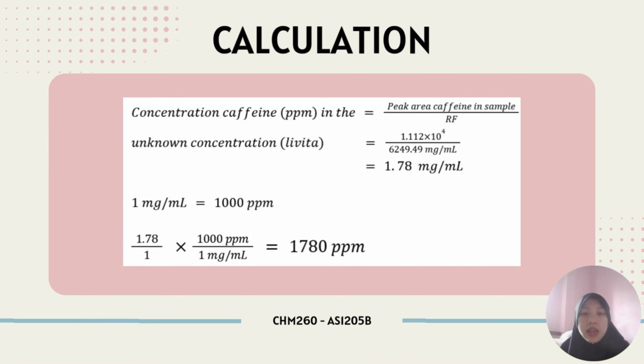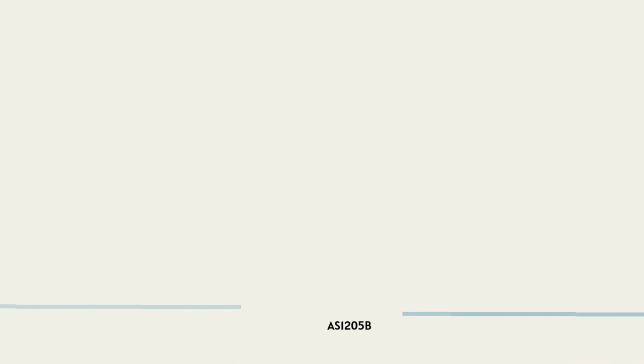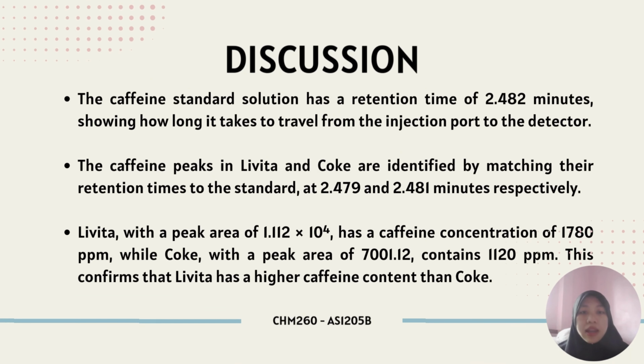The same method was applied to determine the caffeine concentration in the other unknown sample, which is Levita. From the calculations, the concentration was found to be 1.78 mg per milliliter. Converting this value to ppm using the conversion factor where 1 mg per milliliter equals 1000 ppm, we obtain a caffeine concentration of 1780 ppm.